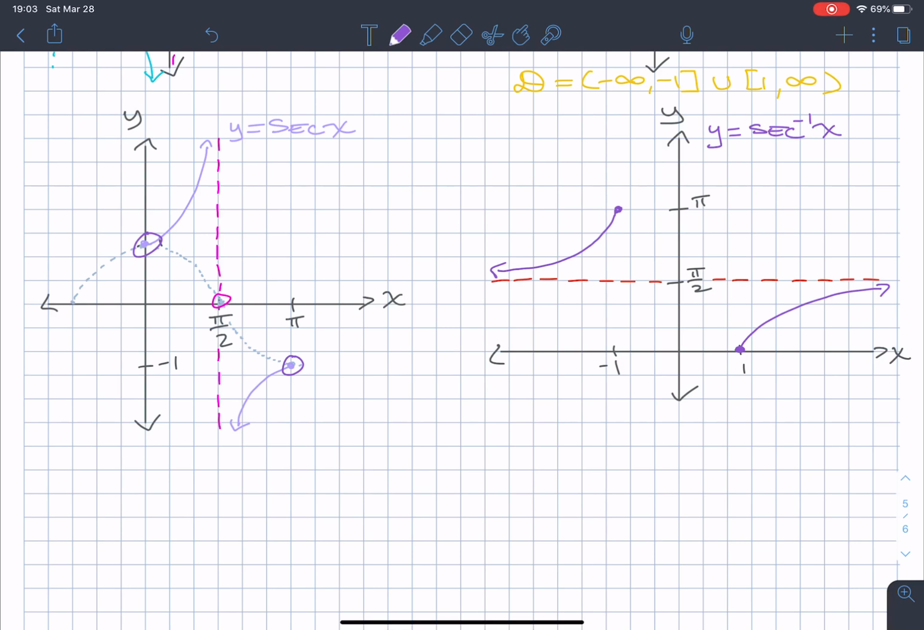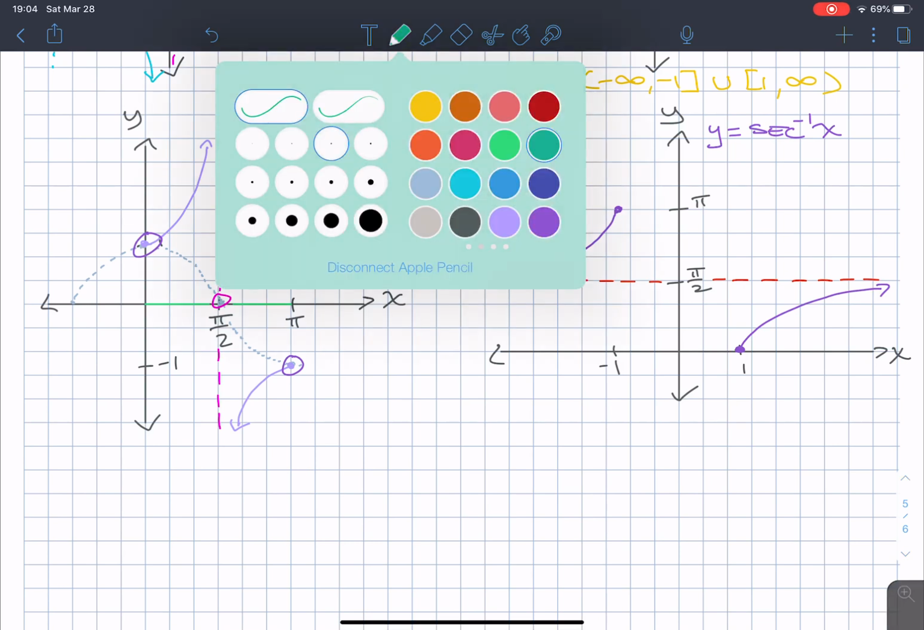Okay, so let's note the domain again. So note the domain here is from 0 to pi, excluding pi over 2. So the domain here can include 0. Goes to pi over 2, it cannot include the asymptote, starts again at pi over 2, and goes all the way to pi inclusive. And note that that is the range of the inverse function.